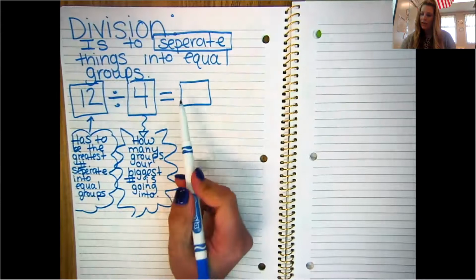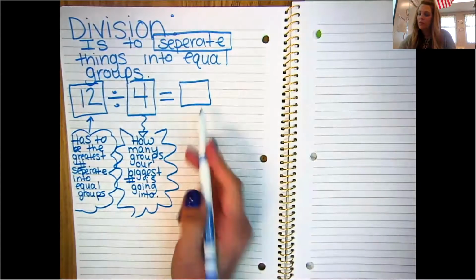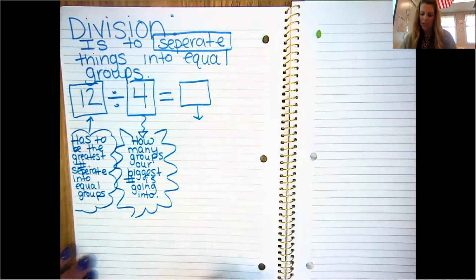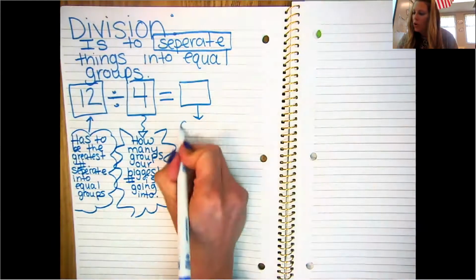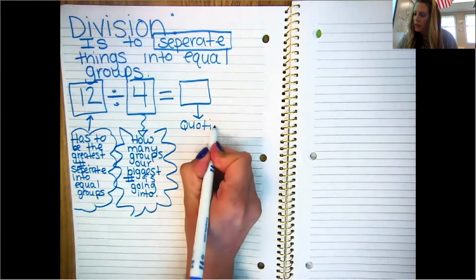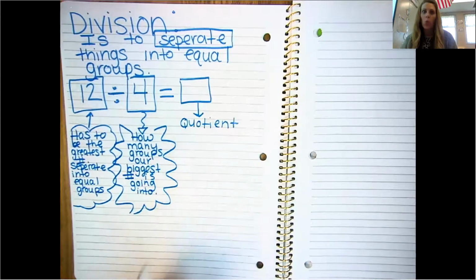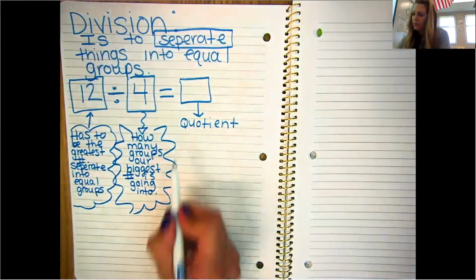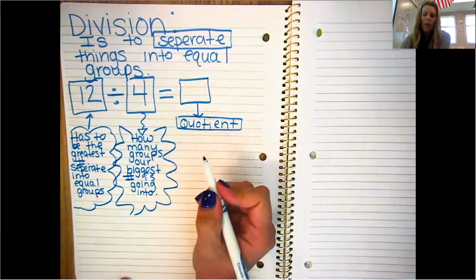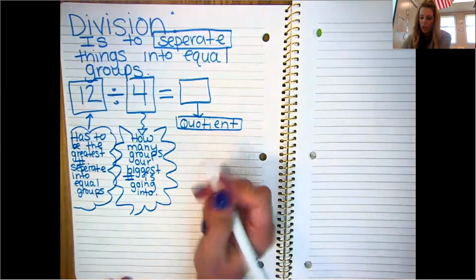So then the answer to a division problem has a very fancy mathematician name. It is called the quotient. Say it with me, quotient. And that is how many are in each group.